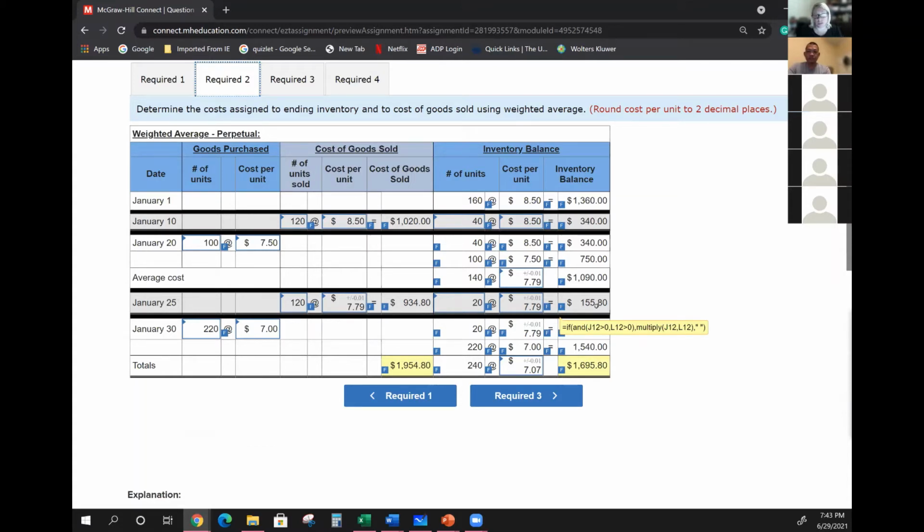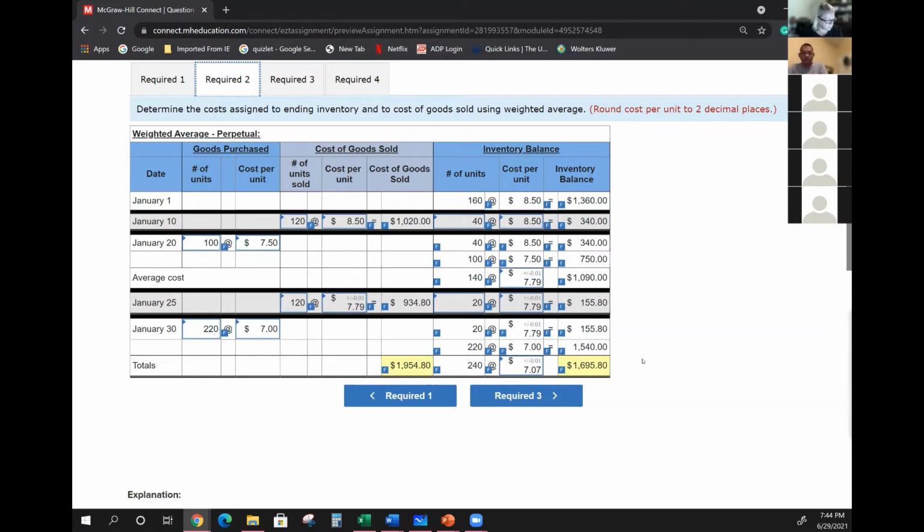Now I have another purchase. At the end of the month, on January 30th, I purchased 220 units at $7 apiece. So now I have the 20 and I have the 200. I add them together. So I get my total cost of $1695.80, divide it by the 240, and I get 707. So now my next sale, let's say, is 200. I sell 200 units. What's my cost going to be for that 200 units that I sell? The 707.